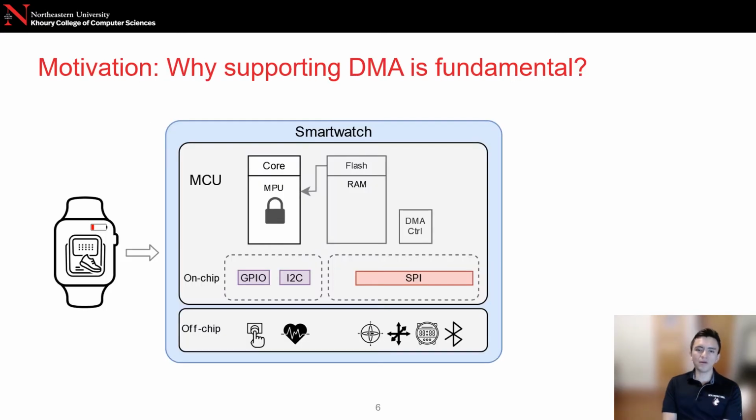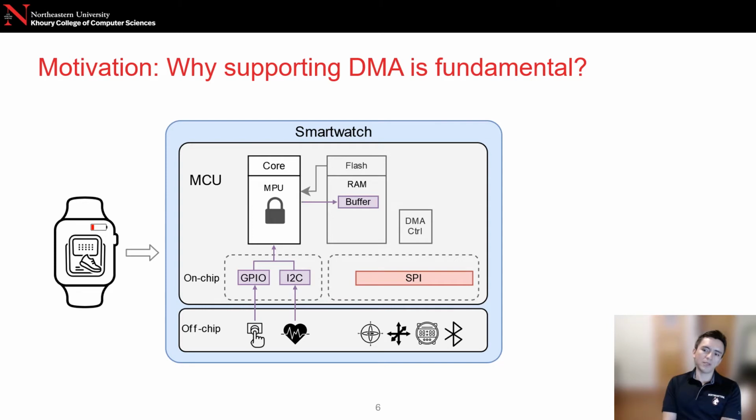Why supporting DMA is fundamental. Let's take this smartwatch as an example. This device usually has two types of data flows. The first one uses slow communication channels through MMIO operations that are protected by the memory protection unit.